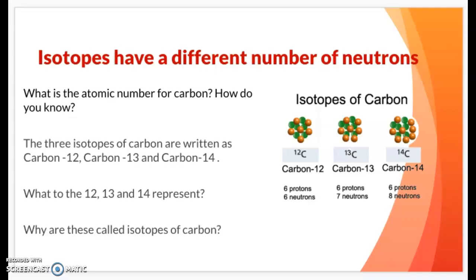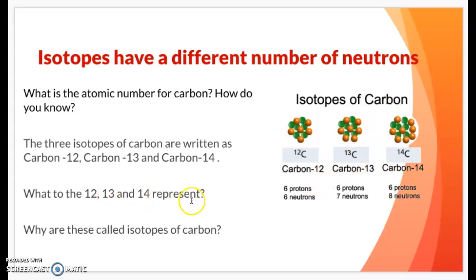Now let's have a look at an actual example, the isotopes of carbon, for example. Okay, so first of all, you've got to go back to your periodic table. What is the atomic number for carbon? 12. Okay, how do you know this? That is the smaller number that you find there. But note here, you've actually got carbon 12, 13, and 14. Yes, this is possible. You do not always see it on your periodic table, but these do exist. These are the more unstable versions of carbon.